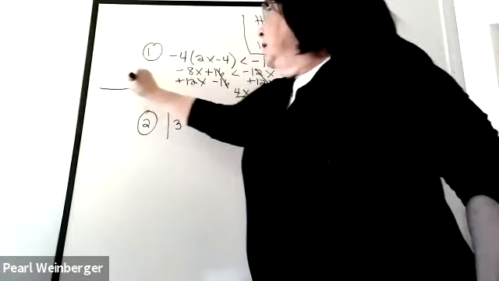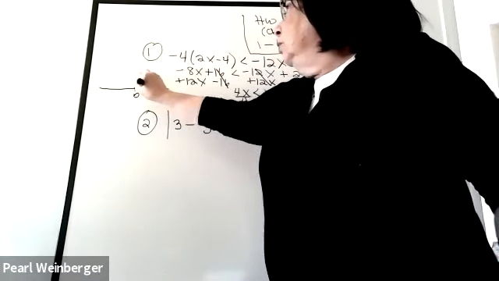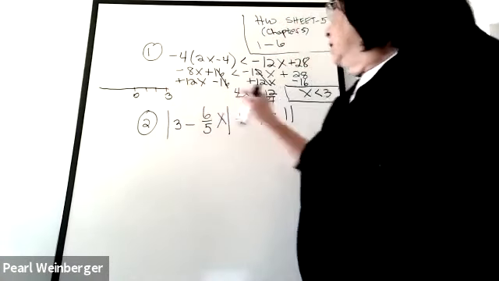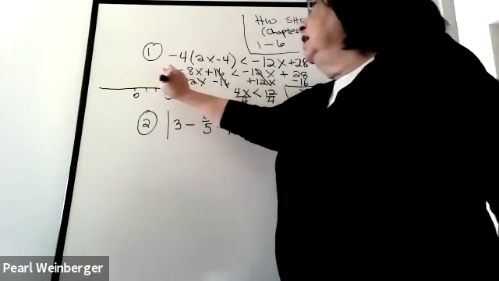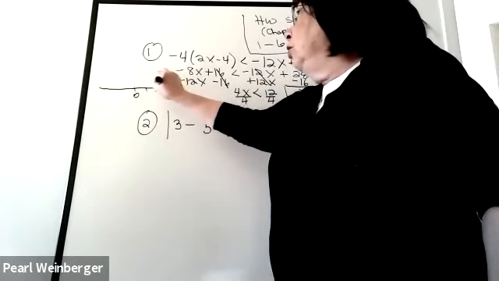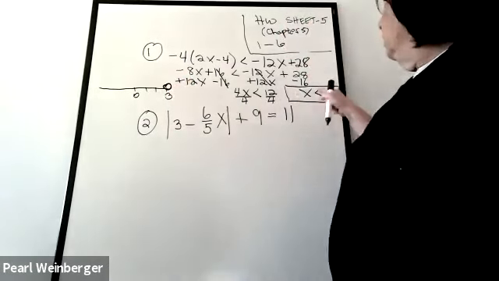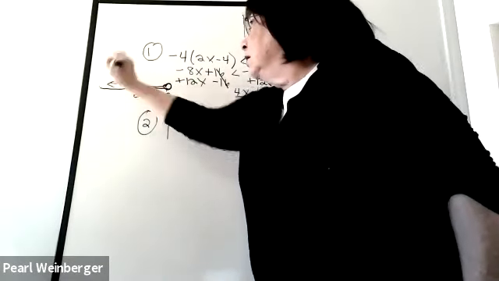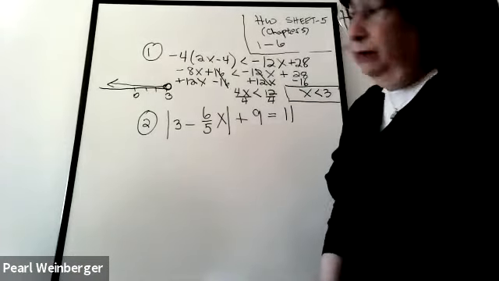On the number line, what that'll look like is, here's 1, 2, 3. Here's your 3. Since it says x less than 3, and it doesn't say less than or equal to, I make an open circle. And this arrow is pointing to the left. That's what it would look like on the number line.